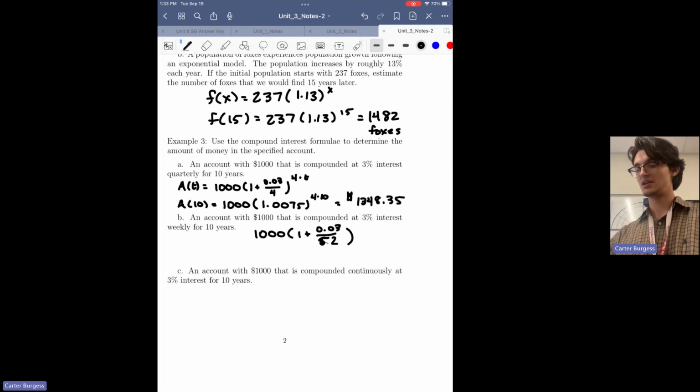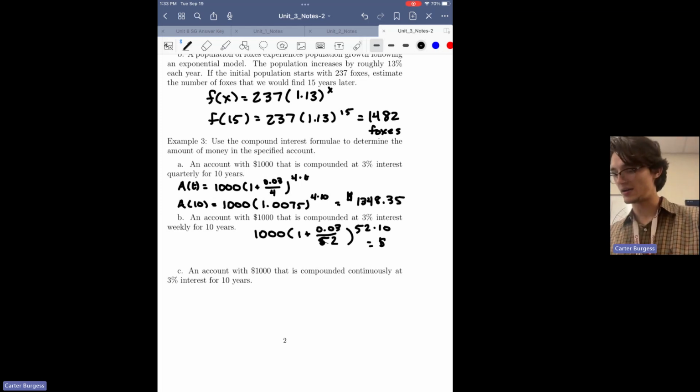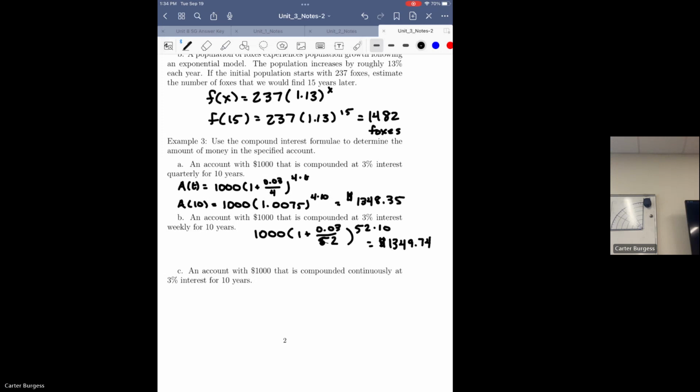Seconds to the power of 52 times 10. And plugging that into my calculator, I get that this is, again rounding to the nearest cent, 1349.74. Okay, so it didn't increase us by that much, but we do see a little bit more money here, right? Doing this weekly, doing this 52 times per year, does in fact net us a little bit more money than if we were to do this every 3 months.